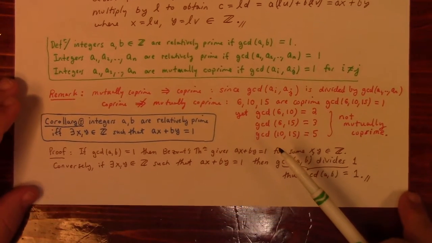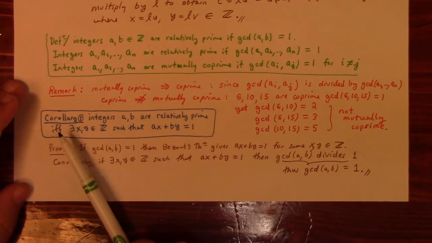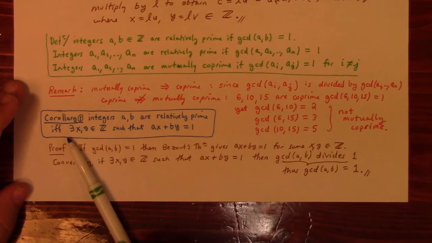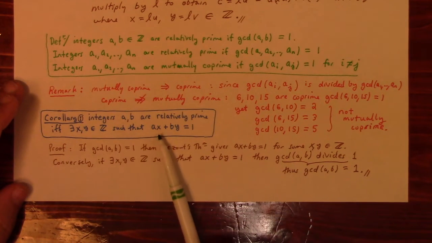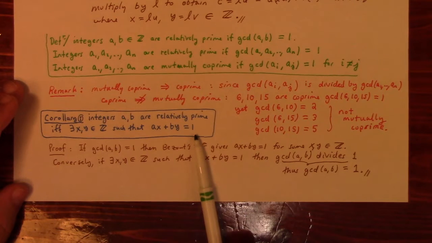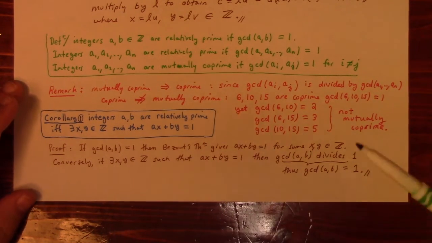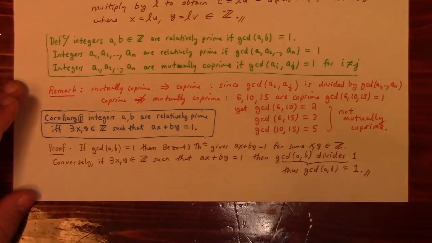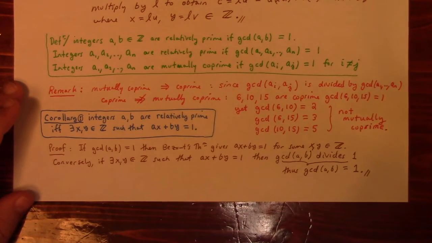Corollary. Integers a and b are relatively prime if and only if there exist integers x and y such that ax plus by equals 1. So as a point of order, when I'm trying to prove something about coprime integers, this is the first thing I think about. I think about the fact that I can build this equation to describe them.